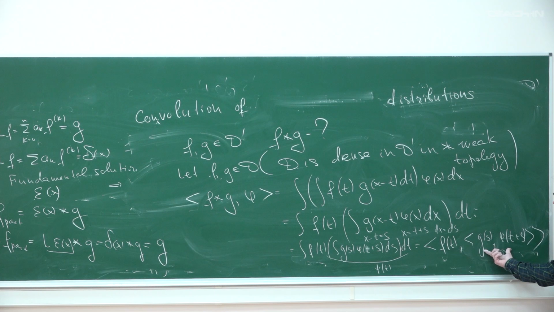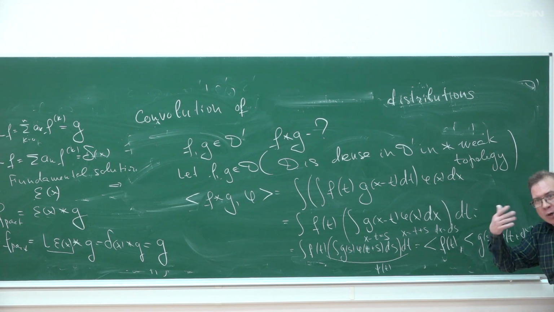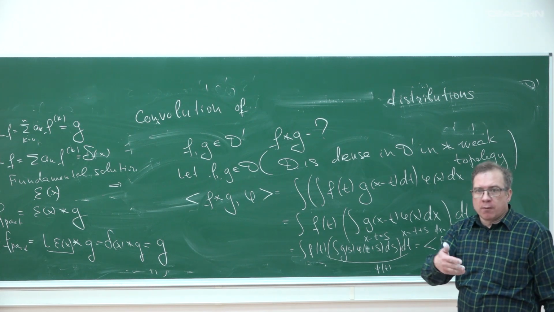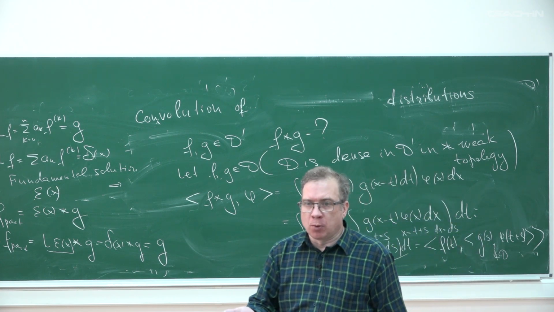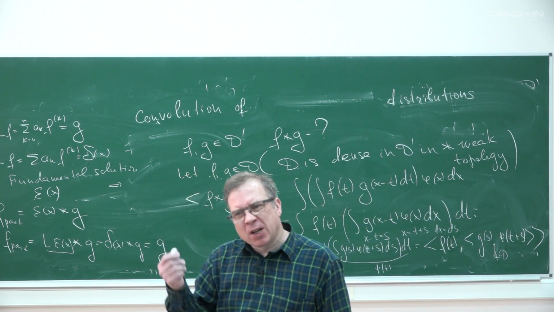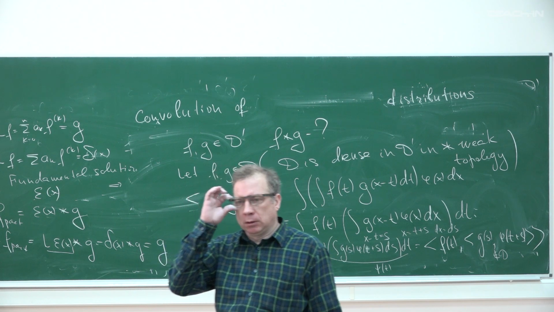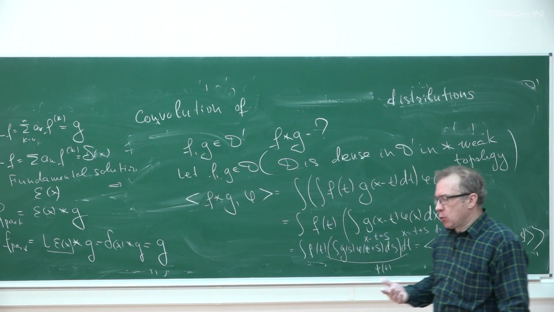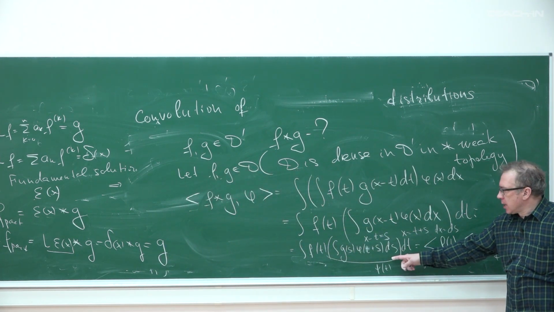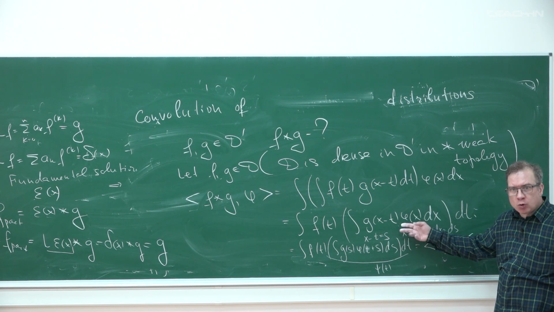And this is from compact. So you can define the convolutions, for example, for distributions with compact support. But it is a very strict assumption. Because you can see what happens here, for example, or here in convolution.